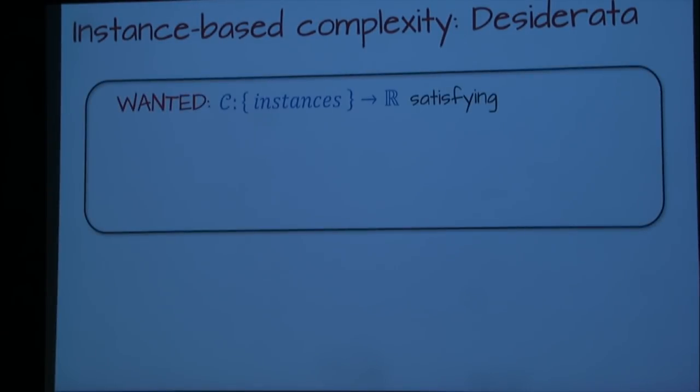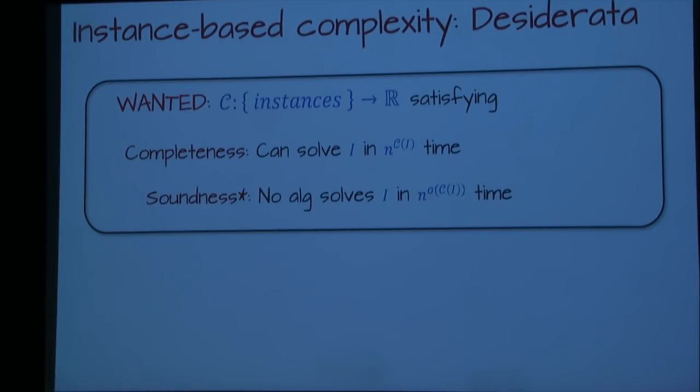So what do we want from instance-based complexity? Generally we want a map that takes an instance and gives a real number which corresponds to its complexity. The way I think about C of I is kind of the exponent: n to the C of I should be the running time to solve the instance I. For completeness, first of all, we want some algorithm that does solve I in n to the C of I time. And soundness, and this is the thing we'll talk about more, so there is an asterisk.